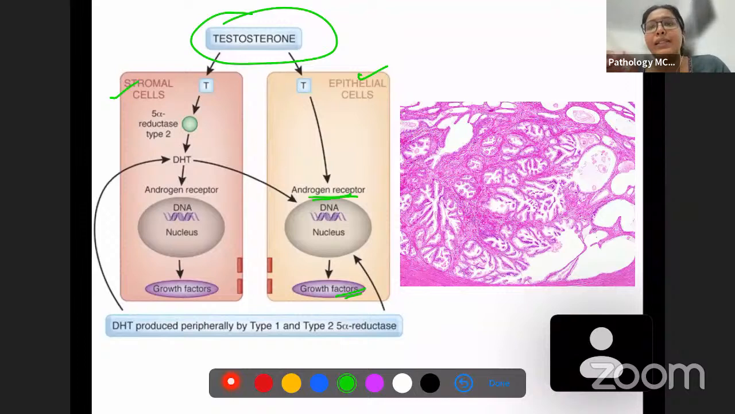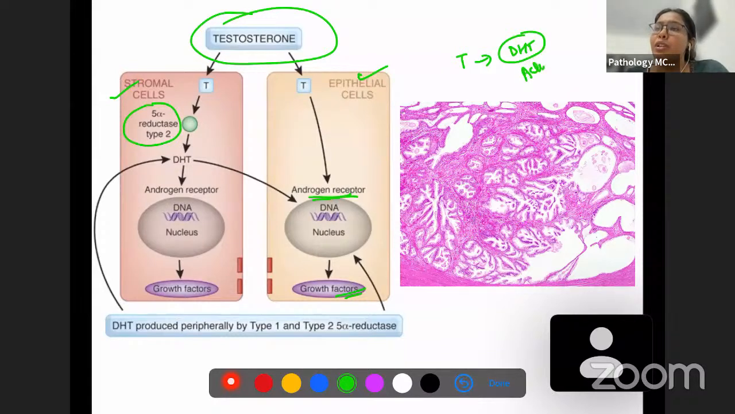Now there is an enzyme known as 5-alpha reductase. It converts testosterone into dihydrotestosterone, and dihydrotestosterone is the active form of testosterone. This is what will actively go and act on the androgen receptor and induce growth factors.